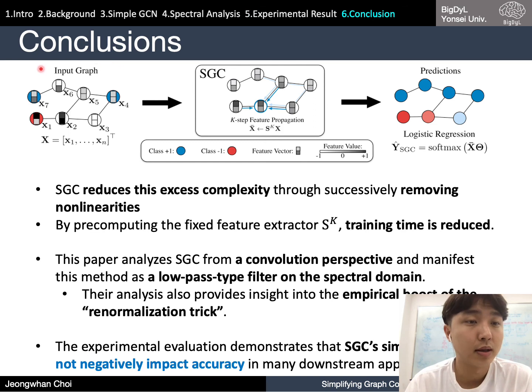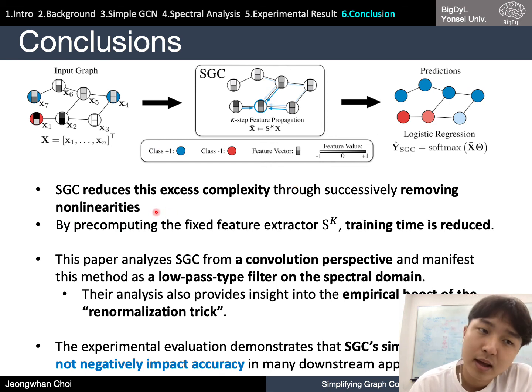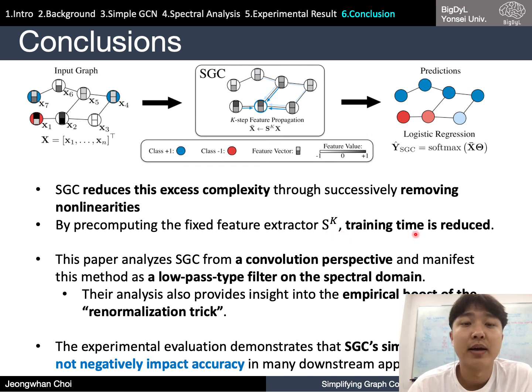And this part is the conclusions of the paper. And the above figure is the key figure of the SGC, because SGC reduces the complexity through successively removing nonlinearity functions, and by pre-computing the fixed feature extractor, this augmented normalized matrix with superscript k, the training time of the model is reduced.